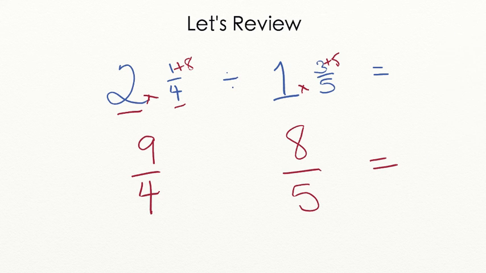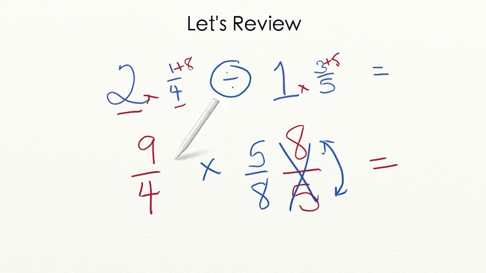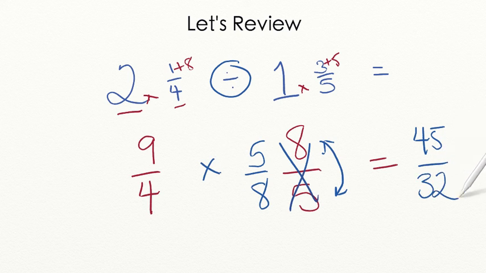Your next step is to find the inverse of division, which is going to be multiplication, and then find the reciprocal of your second fraction. The reciprocal of 8/5 is 5/8. Then you can multiply across. 9 times 5 equals 45, and 4 times 8 equals 32.